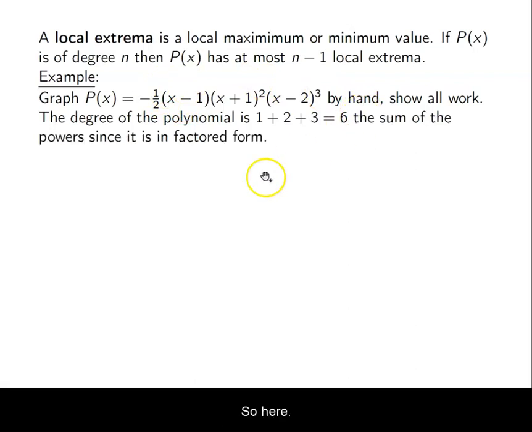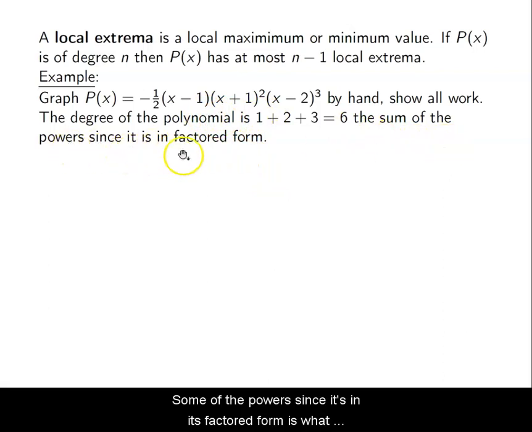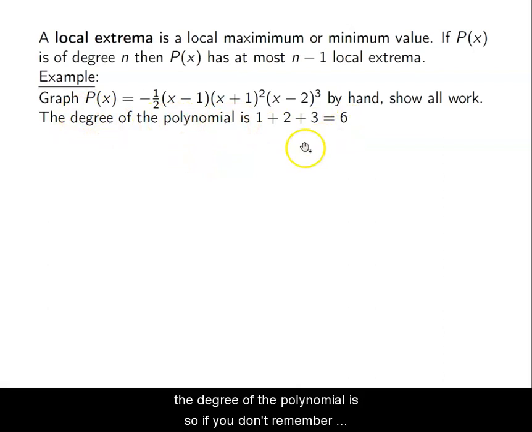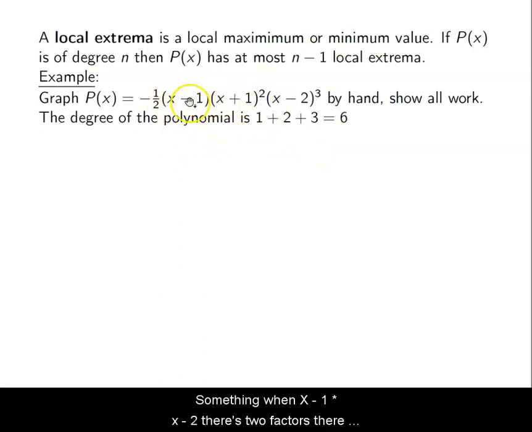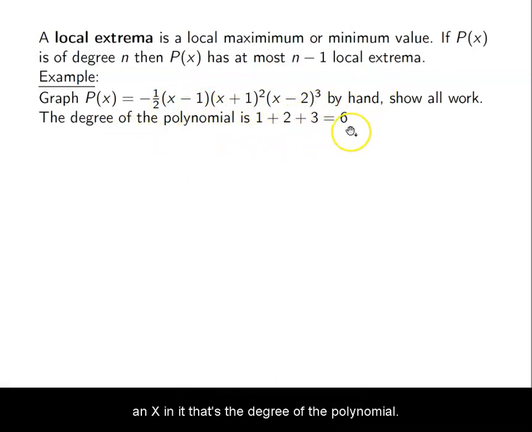Okay, so here, the sum of the powers, since it's in its factored form, is what the degree of this polynomial is. If you don't remember, let's just think about what a quadratic looks like. A quadratic in factored form would be something like x minus 1 times x minus 2. There's 2 factors there, right? Or it would be just something squared. So if you take all of your factors, in this case there's 6 factors that have an x in it, that's the degree of the polynomial.